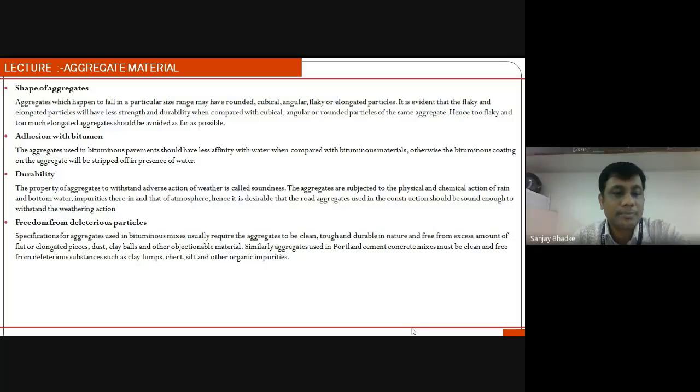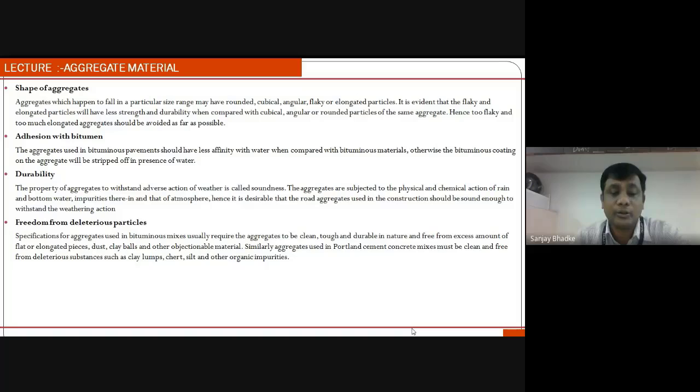Then freedom from deleterious particles. We should use clean particles for the construction. We know that many times the aggregates or any other material which we are using for road construction have various types of dust and clay. They should not have dust and clay, because if we are using the same material with dust and clay, we will not get proper bonding among the material, and we will get less strength of the material. So if you want proper bonding, we should clear the various types of dust and clay.